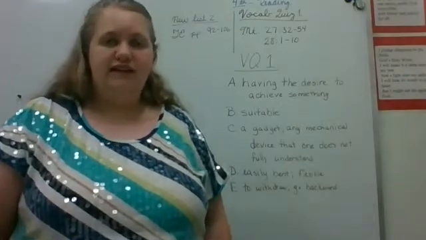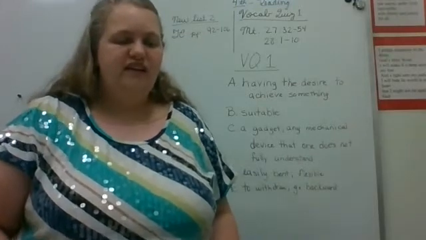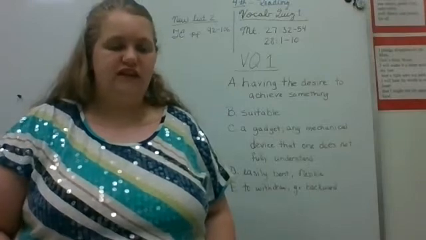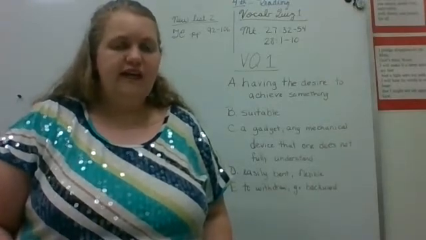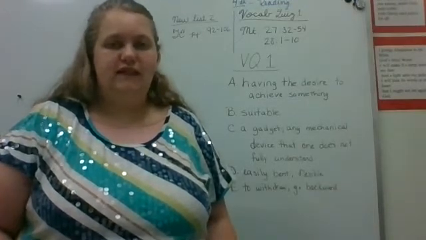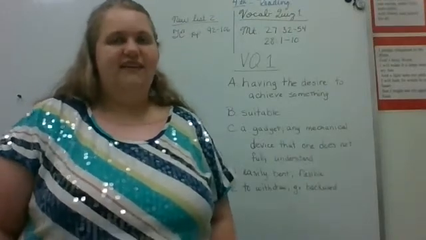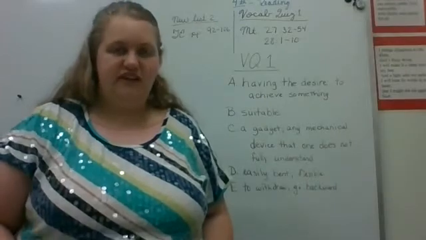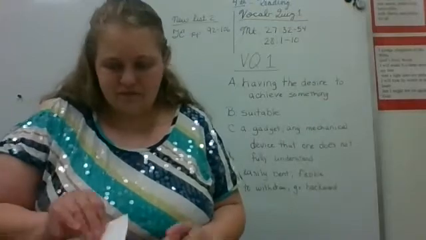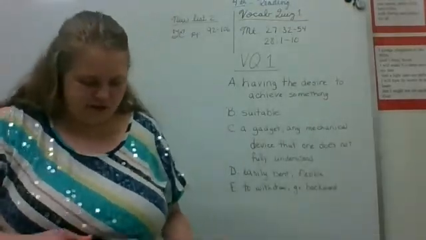Number 1 should be E. Retreat is to withdraw or go backward. Number 2 should be A. Having the desire to achieve something is ambitious. 3 is B, suitable. 4 is D, easily bent, flexible. And 5 is C, the gadget. Any mechanical device that one does not fully understand is a contraption. I hope you did well with that. You mark the ones that you got wrong and hand that over to your parents.